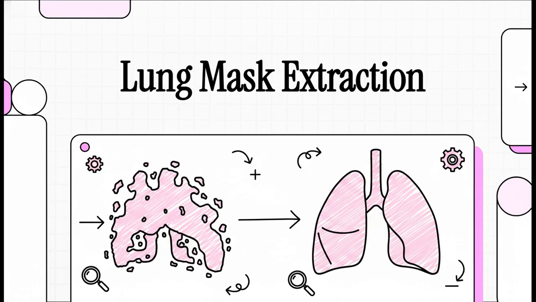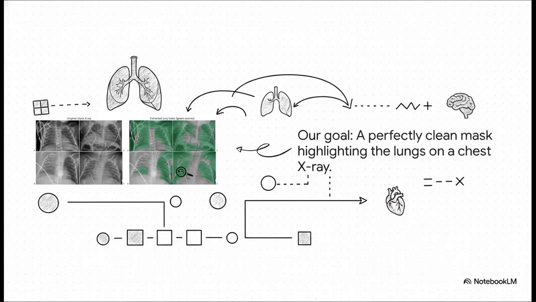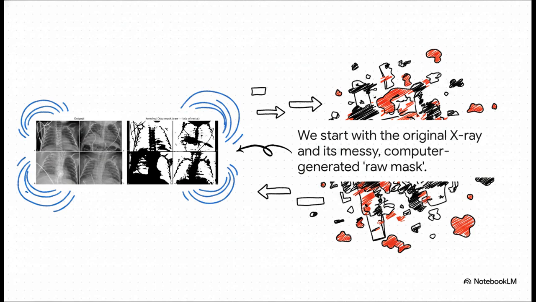Let's get into it. And just to give you a little motivation, this is where we're going. Look at that. A perfectly clean, beautifully accurate mask of the lungs laid right over the original X-ray. This is the goal, the finish line. This is the kind of image you can actually use for analysis. It's clean, it's clear, and it's exactly what we're going to build. But of course, we don't start there.